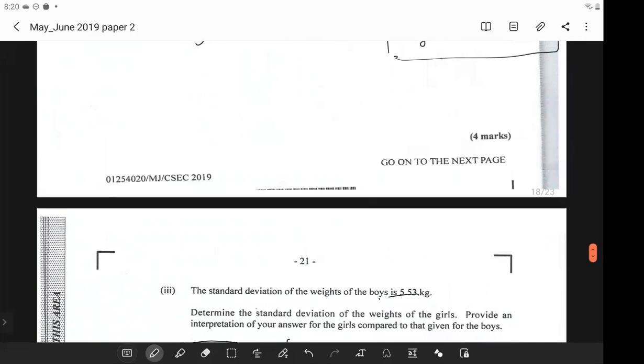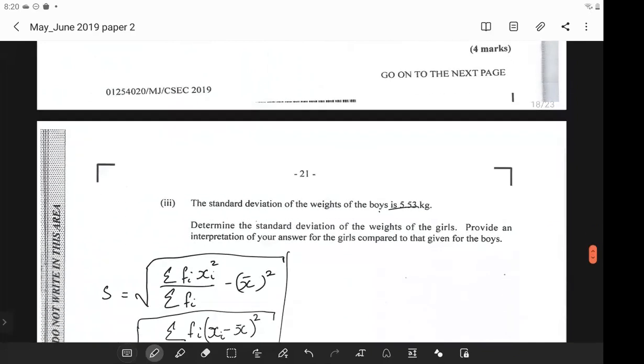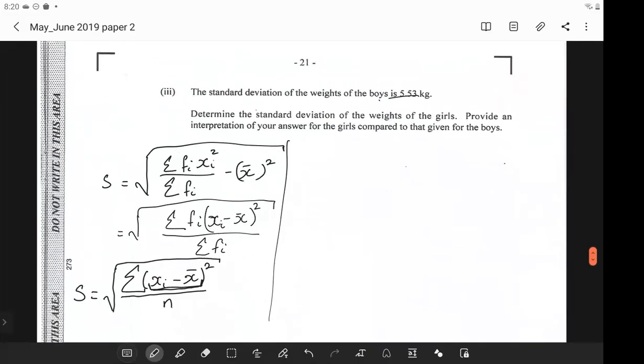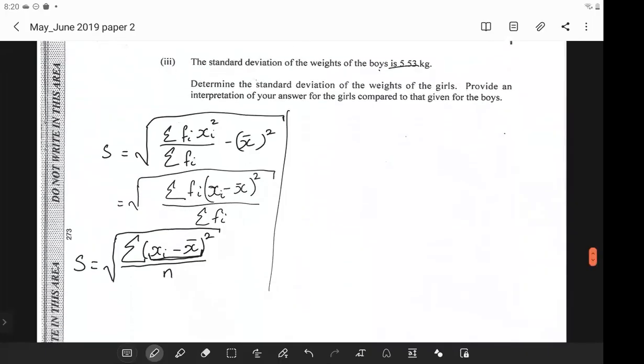Finally, the standard deviation of the weights of the boys is 5.53. Determine the standard deviation of the weights of the girls. Provide an interpretation for your answer. So notice we could use any one of these formulae here to find the standard deviation. I will not be doing it in this video, unfortunately, because again, time consuming, but I will explain how to do it and I will give the answer. I used this equation here, the last one.